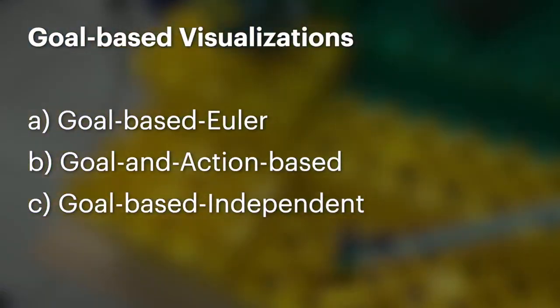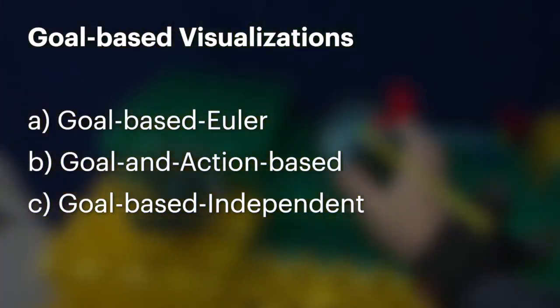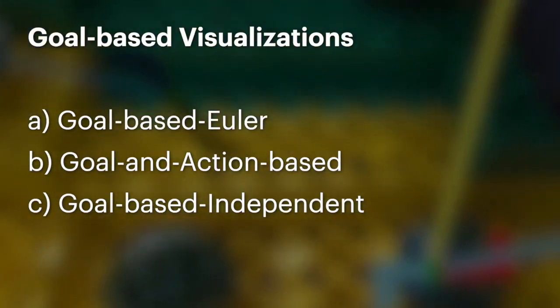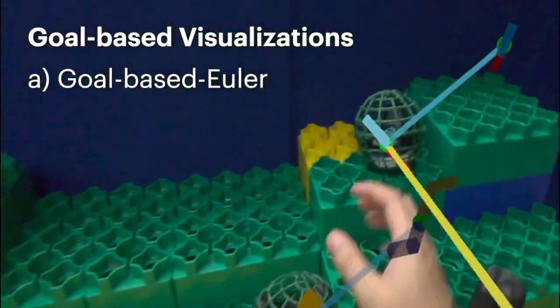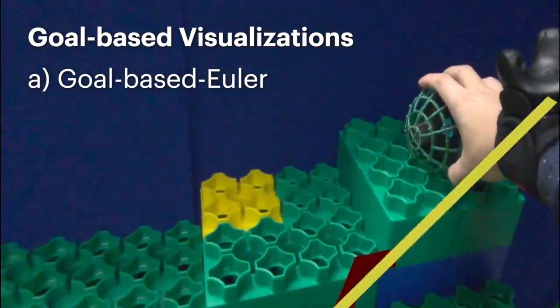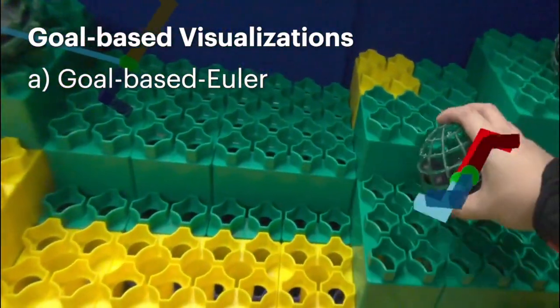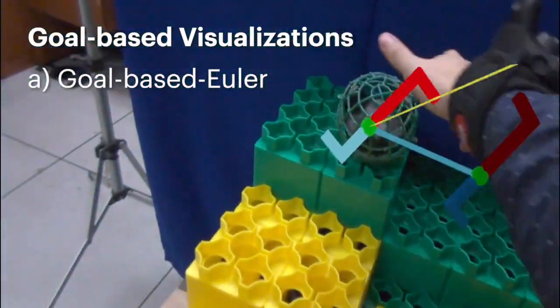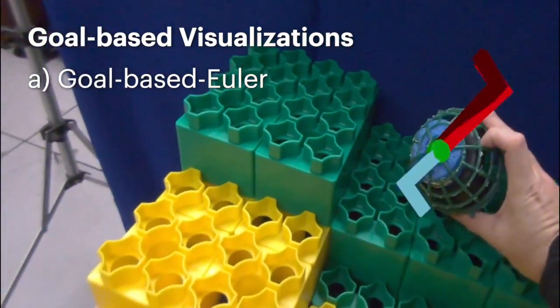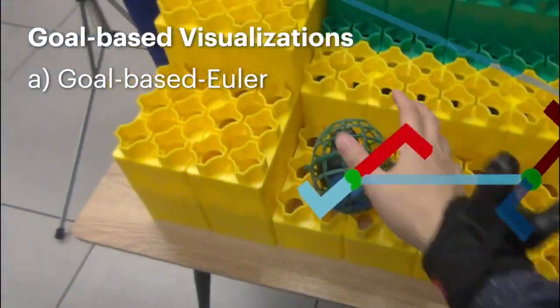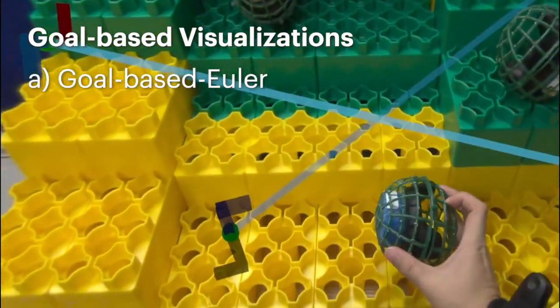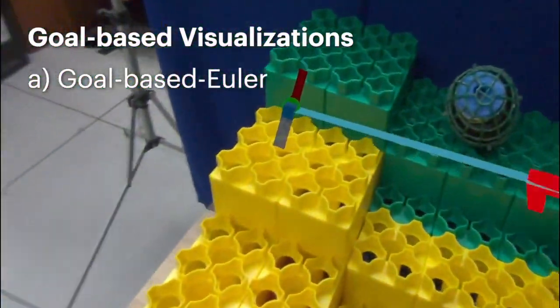We created 3 versions of goal-based visualization: goal-based Euler, goal and action-based, and goal-based independent. In goal-based Euler, we add an orientation offset to the 2 Z shapes to align them with the Euler axis, computed in the same way as the action-based visualization. We compare this to the action-based Euler visualization to determine whether an implicit hint of the required rotation provided by the Euler axis is more effective than an explicit circular arrow.